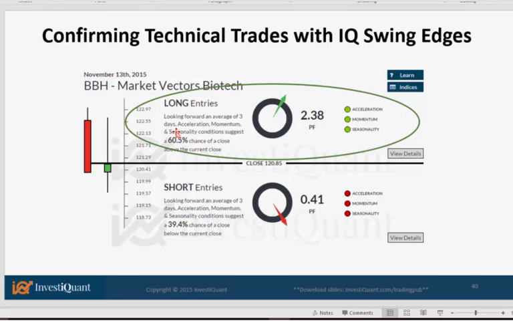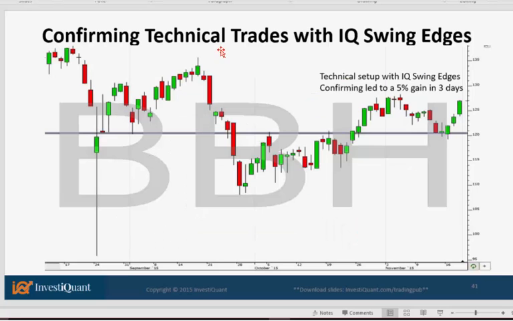November 13th, long entry said 60.5 chance of a close higher over the next few days, and a profit factor of 2.38, both very strong numbers based on our guides. And so he went and took that trade, and as you can see, the setup with the IQ led to a 5% gain over the next 3 days. So it's a nice confirmation of signals that you might already have.